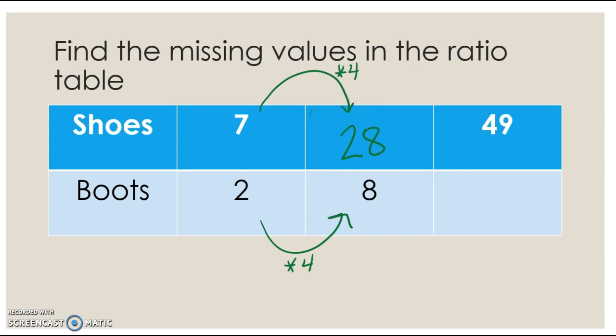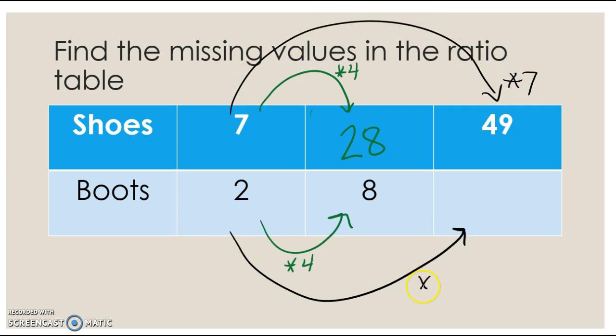And then from here, we can't think of a way to get from 28 to 49 by multiplying. I would start all the way back to our beginning numbers. So from 7 to 49, we multiply by 7. We need to do the exact same thing down here, multiply by 7, and we get 14. Now we've got our 3 equivalent ratios, 7 shoes to 2 boots, 28 shoes to 8 boots, and 49 shoes to 14 boots. In order to make sure we know that these are equivalent or equal, what we look for is if we were to simplify these, would they still equal our beginning ratio of 7 to 2? So here they would. So we are good on that.